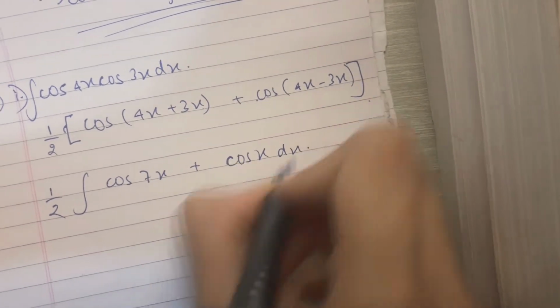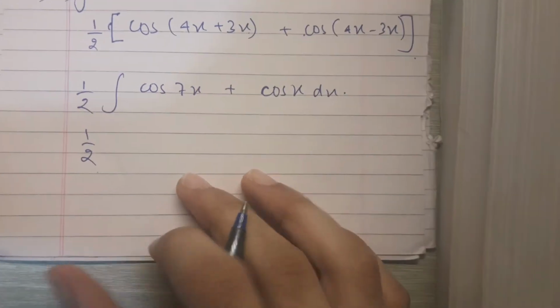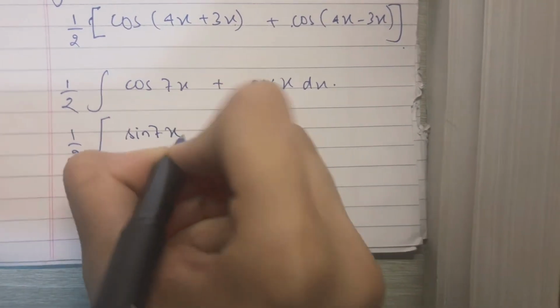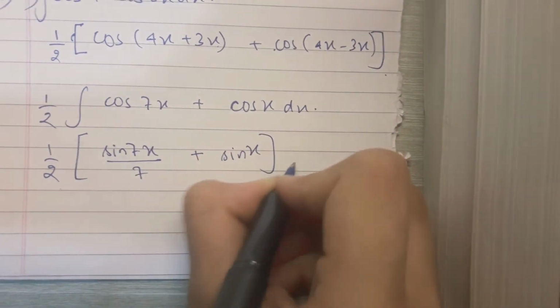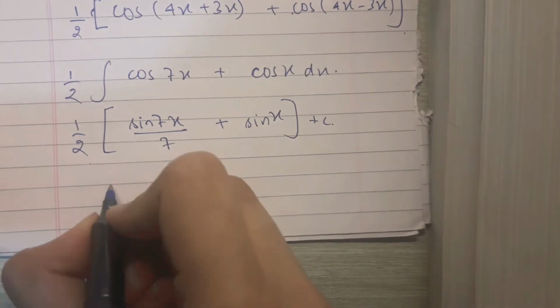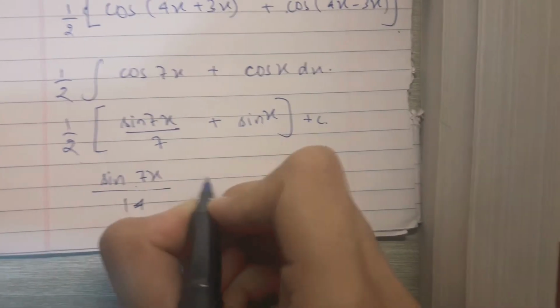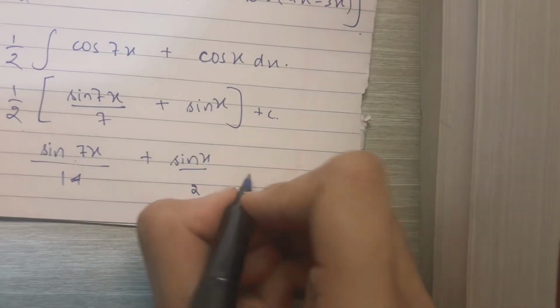So the final answer, we know that the integral of cos is sine. So the final answer will become sine 7x upon 7, of course, plus sine x plus c. So let's take the final answer simplified: sine 7x upon 14 plus sine x by 2 plus c.